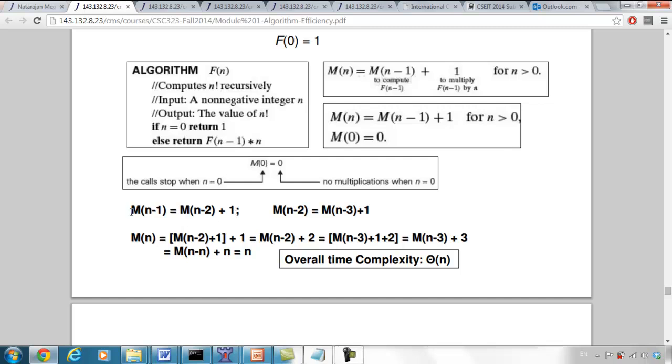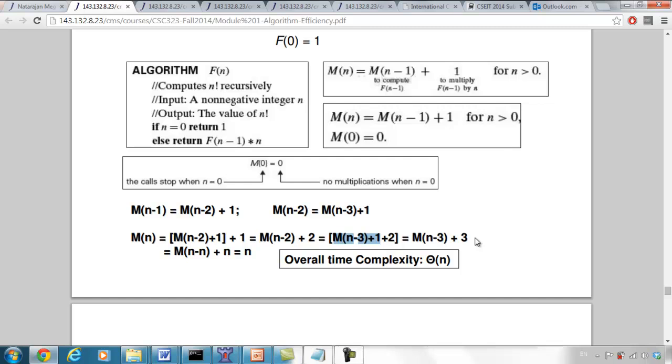Now I can substitute for M of n minus 1 in this recurrence, and I can say M of n is M of n minus 2 plus 1, where this term is your M of n minus 1 part, plus 1. So it is M of n minus 2 plus 2. If you go one step further, based on this recurrence, replacing n by n minus 2, you get M of n minus 2 is M of n minus 3 plus 1. So I can substitute for M of n minus 2 and get M of n minus 3 plus 1 plus 2, which is M of n minus 3 plus 3.